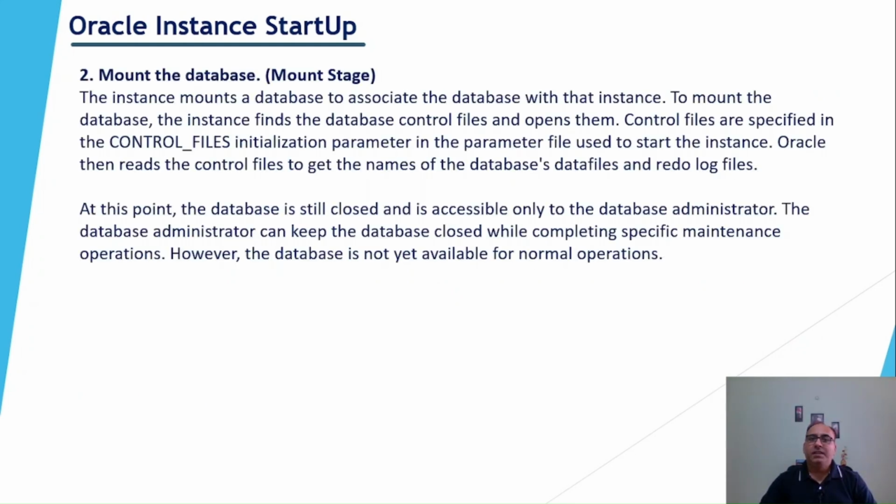Then we have mount the database, also called the mount stage. In this stage, Oracle mounts a database to associate the database with that instance. Oracle reads the control file in order to get the name and location of data files and redo log files. At this point of time, the database is still closed, and it's only accessible by the database administrator. It means it's not available for normal users or normal operations.